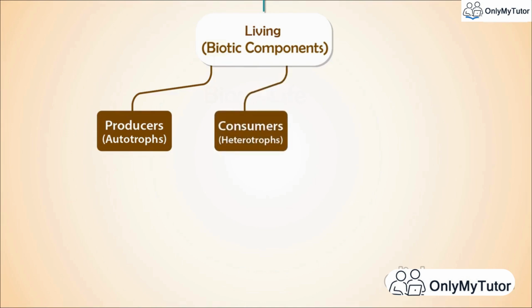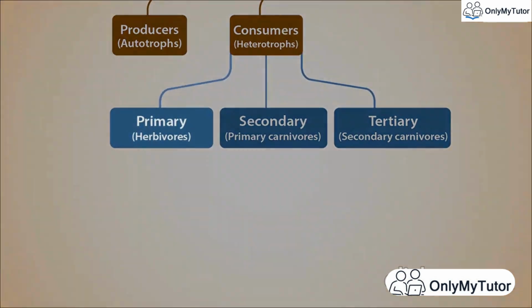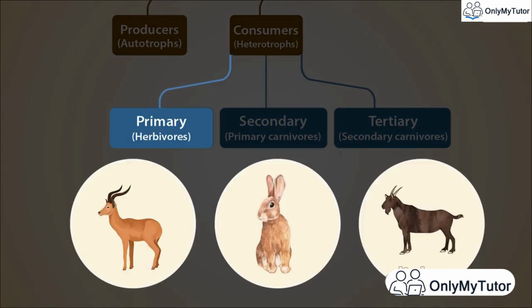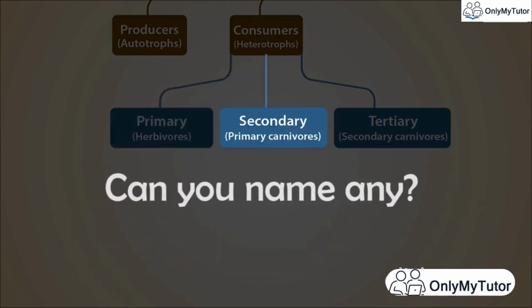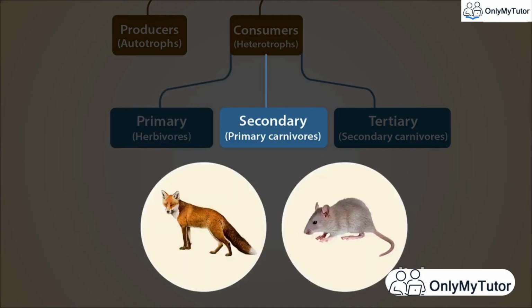Depending on the feeding behavior, the consumers or heterotrophs can be further classified into three types. Let's now see what they are. Organisms that feed on plants, like deer, rabbit, goats, are called primary consumers or herbivores. Now the ones that feed on these herbivores or primary consumers are called secondary consumers or primary carnivores. Can you name any? Foxes, rats, etc. These are some examples of secondary consumers.